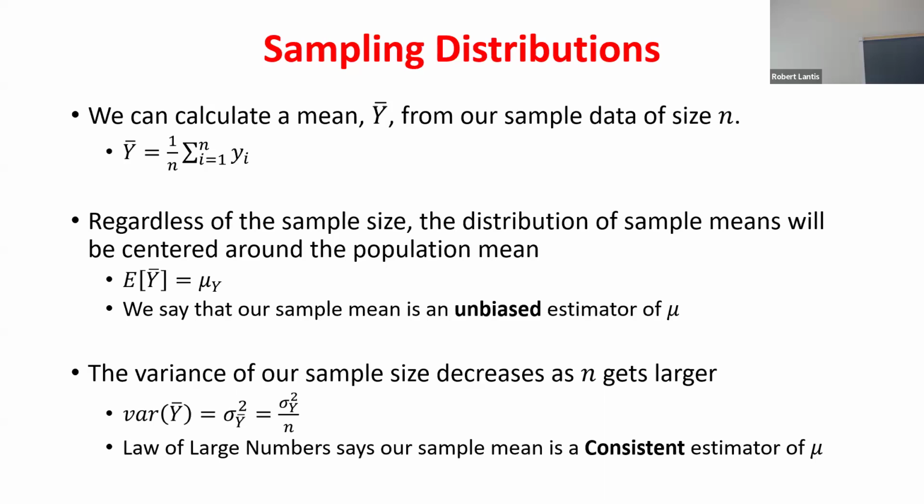So this is what we call consistency, right? If the variance of our sample means is the original variance over our sample size, we would say this is a consistent estimator.